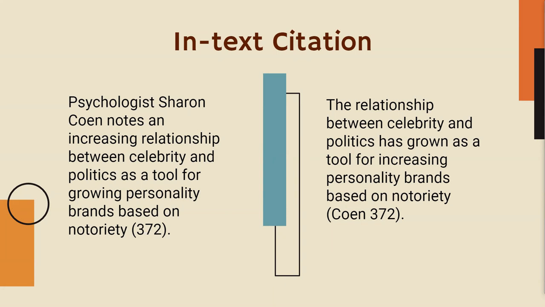On the other hand, in the one on the right, the relationship between celebrity and politics has grown as a tool for increasing personality brands based on notoriety, you see Cohen 372. Now, again, this is just an in-text citation. I would want to introduce who this person is and why they have authority within that field. But just to understand, either when introducing that author and then putting the parenthetical citation at the end, or within that parenthetical citation, putting the author and the page, it has to be there. And we'll talk in a moment about when to use page numbers and when not to, but for the most part, you will. But if I can't match those up with my works cited bibliography, it's going to be a problem.